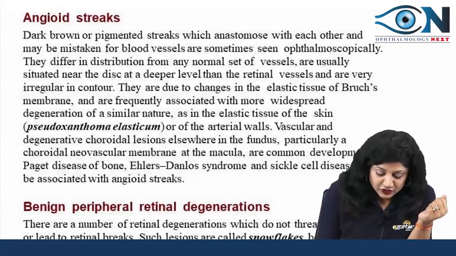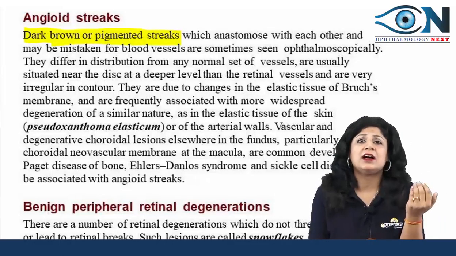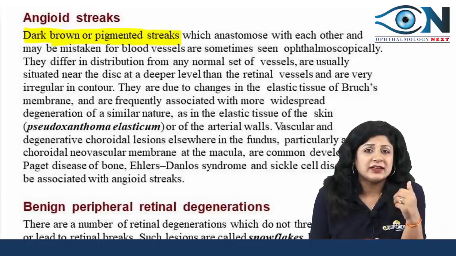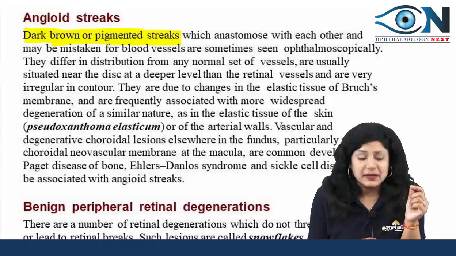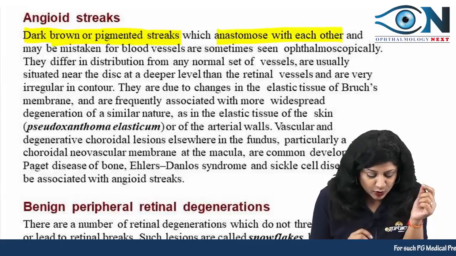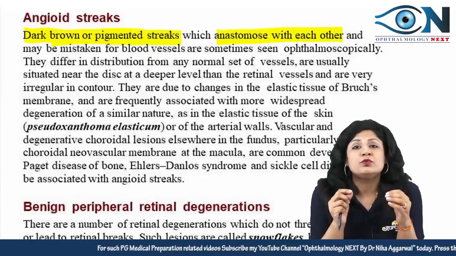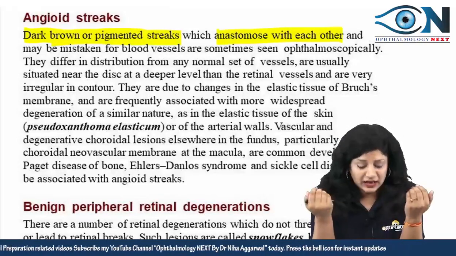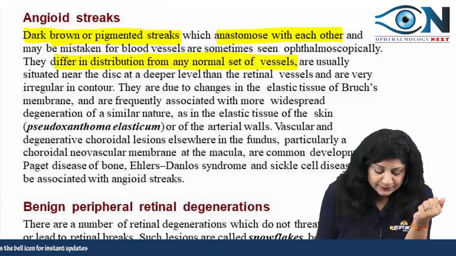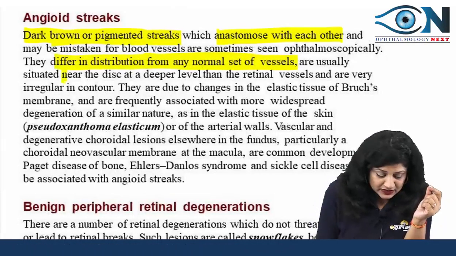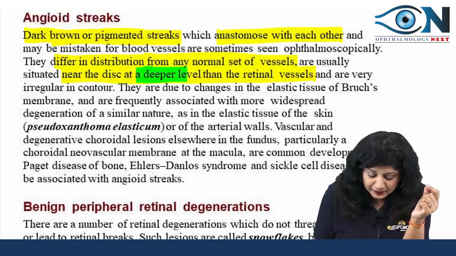So angioid streaks are actually dark brown or pigmented streaks, and you usually get an all-except kind of question on these angioid streaks, or you can get an image based question on this. These dark brown or pigmented streaks are anastomosing with each other, and that is the reason that sometimes they are also confused with blood vessels. When you see on ophthalmoscopy, they differ in distribution from any normal set of vessels, and they are actually situated near the disc at a deeper level. So they are situated at a deeper level than the blood vessels.